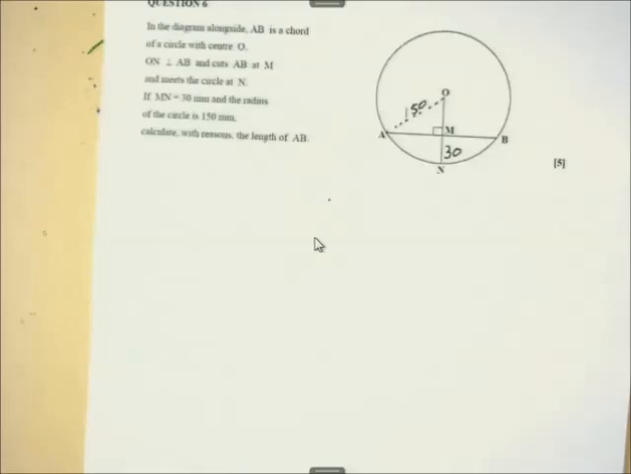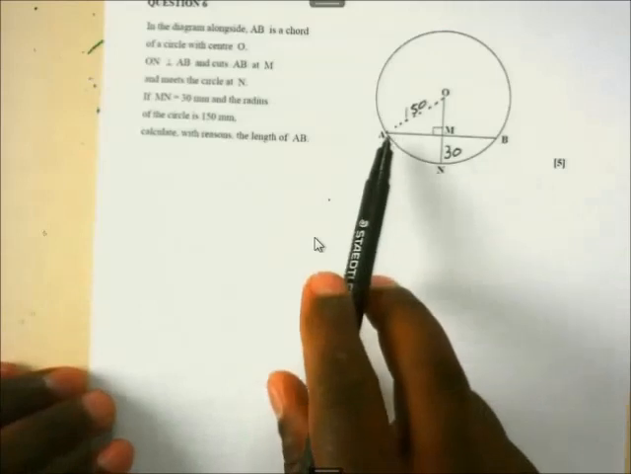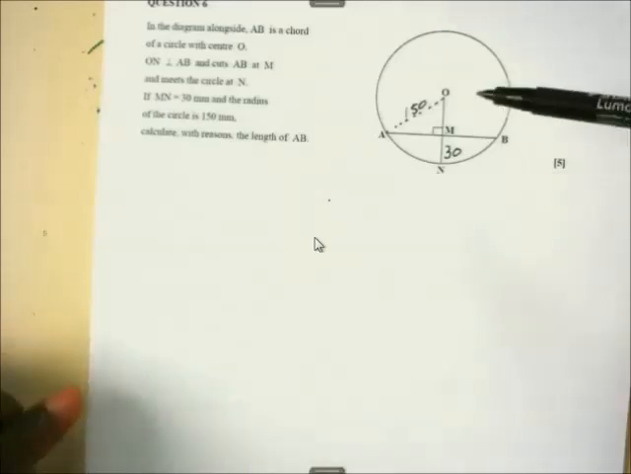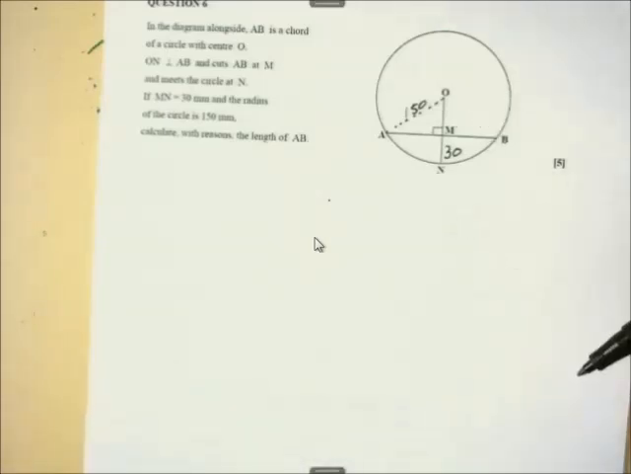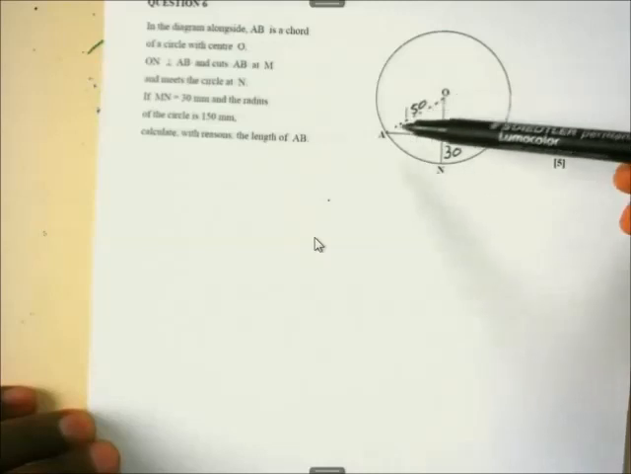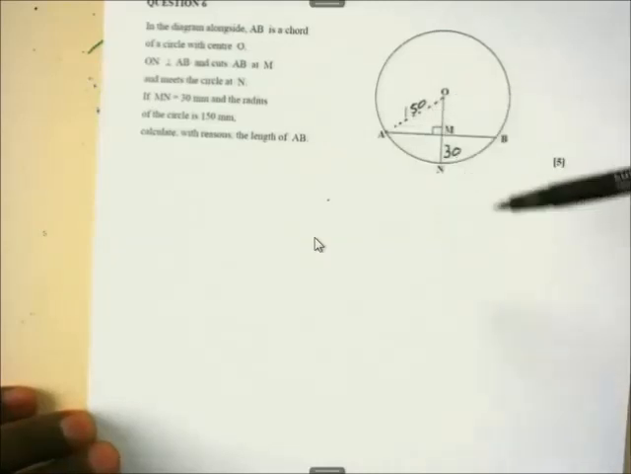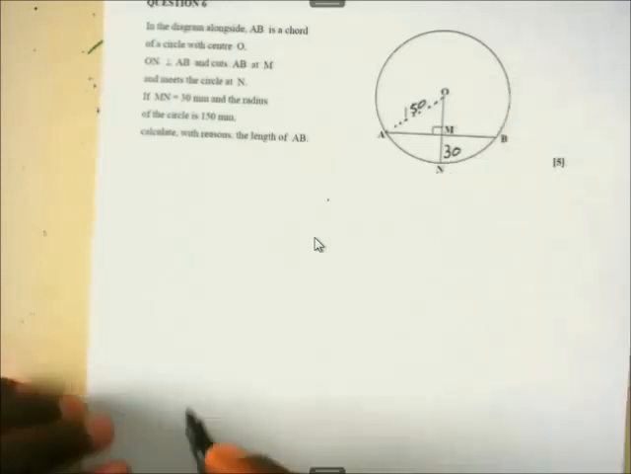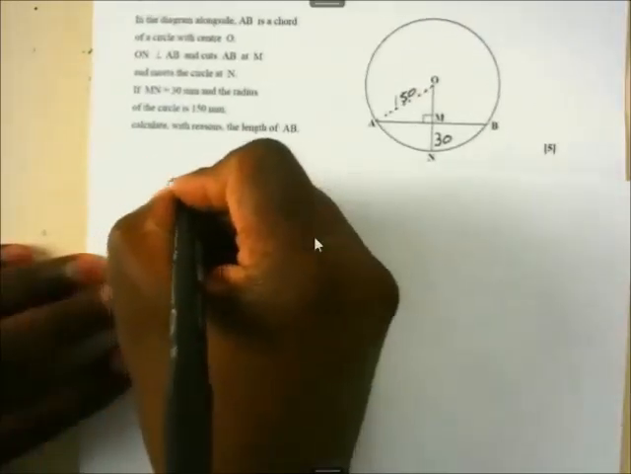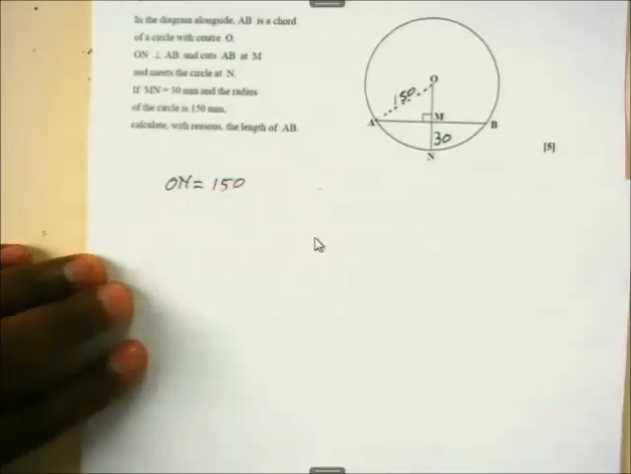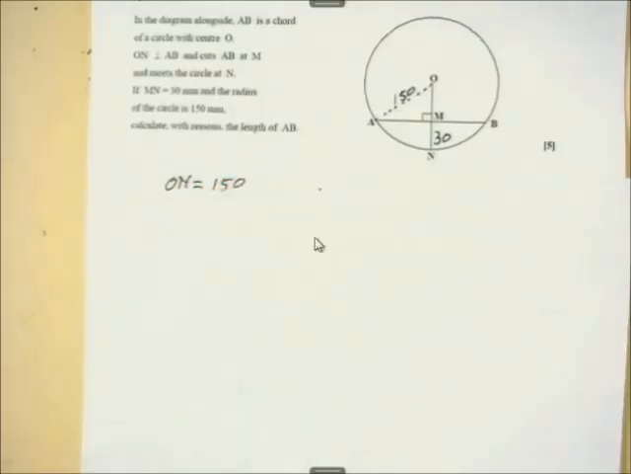The question states, calculate with reasons the length of AB. Let's analyze. Remember what is given. Radius is 150 millimeters. OA is 150. ON is 150 millimeters because ON is the radius.